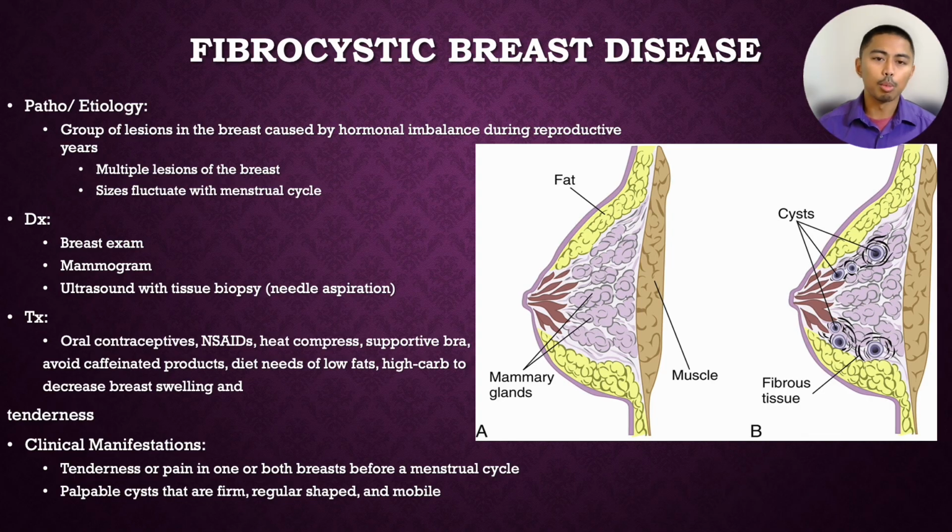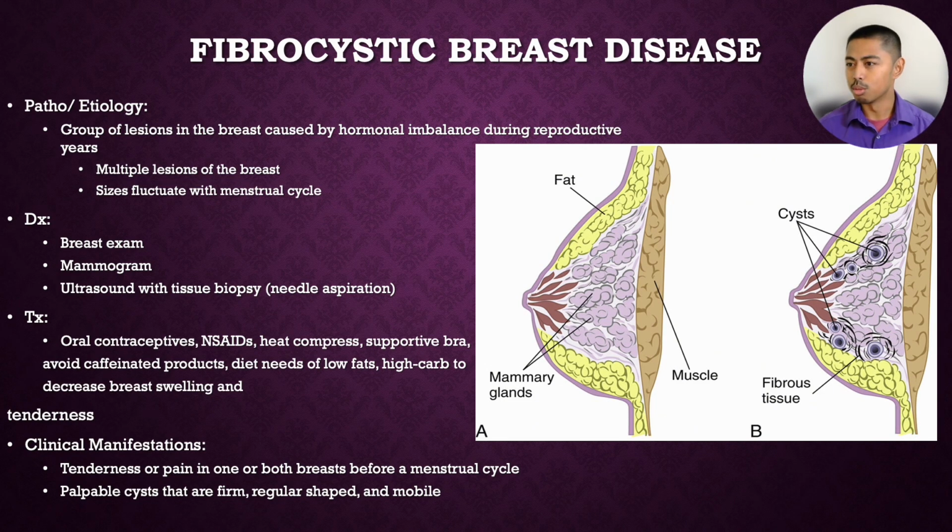With fibrocystic breast disease, this is going to be caused by a hormonal imbalance during your reproductive years, and it's going to lead to an exaggerated breast tissue response to estrogen and progesterone. So what does that mean? If they have too much of that estrogen and progesterone, it's going to get worse. So if you see a test question that says give them more estrogen and progesterone if they have fibrocystic breast disease, that is the incorrect answer unless the question is specifically asking for that.